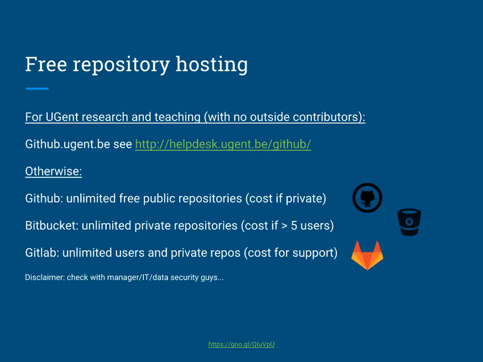If you're not in that situation, or you want to do something for your at-home project, stuff like that, GitHub offers you unlimited free public repositories, but you have to pay if you want to hide things. Private work you need to pay for. Bitbucket allows you unlimited private repositories and public repositories, but you need to pay if you want to collaborate with more than 5 users. GitLab actually allows you unlimited users and unlimited private repos. You need to pay for support. So if you have a question to ask them, they will charge you for it.